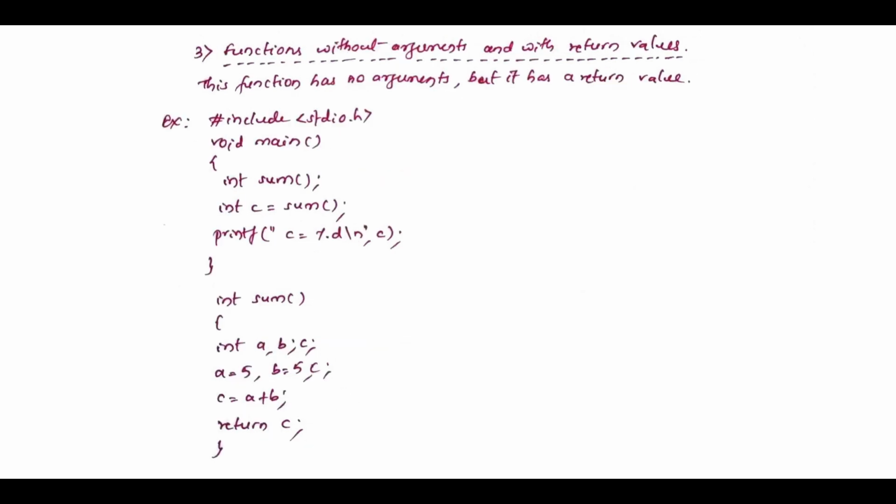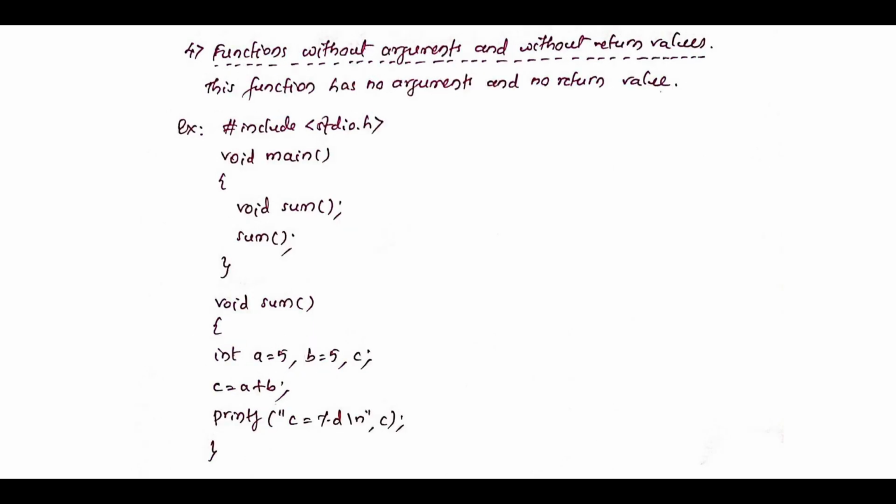The third category is function without arguments and with return value. This means we are not going to pass any arguments or parameters to the function. And the last category is function without arguments and without return value, where we are not passing any arguments and we are not getting any return value.